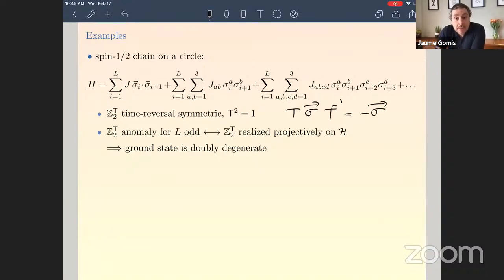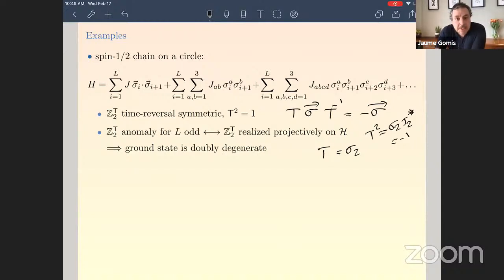So if you write down terms in the Hamiltonian that have an even number of spins, the Hamiltonian will be time reversal invariant, okay? Now, the thing that you realize is that when the number of sites is odd, this Z2 symmetry is realized projectively on the Hilbert space. And the reason is that the operator that implements this transformation is essentially the sigma 2 Pauli matrix. So let's say for one site. T squared is, remember that T is antilinear, so it's sigma 2 star, which is -1. Okay. So while time reversal is realized vectorially in the usual manner with T squared equals 1 on all operators in the theory, it is realized projectively on the Hilbert space.